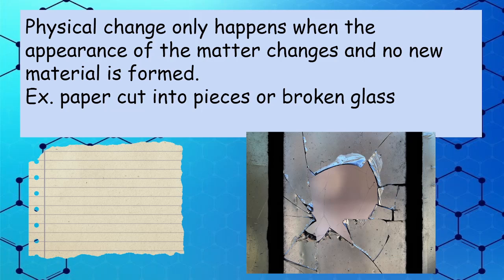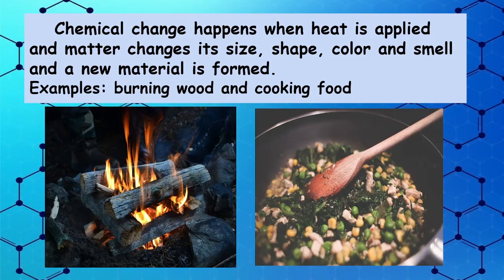Let's go back to physical change. It only happens when the appearance of the matter changes and no new material is formed. For example, paper cut into pieces or broken glass. Next, chemical change happens when heat is applied and matter changes its size, shape, color, and smell, and a new material is formed. An example is burning wood. When you burn it, it will become dark and it will smell different. Also cooking food is an example of a chemical change.